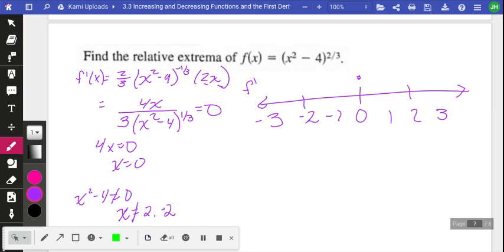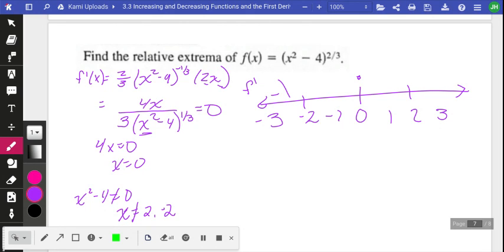Okay, so I'm going to plug in -3 first. If I plug in -3, the numerator is negative. If I plug in -3 in the bottom, looking here, -3 squared is 9. 9 minus 4 is positive. The cube root of that is still positive, times a positive number is positive. So the top is negative, the bottom is positive. Negative divided by positive is negative.